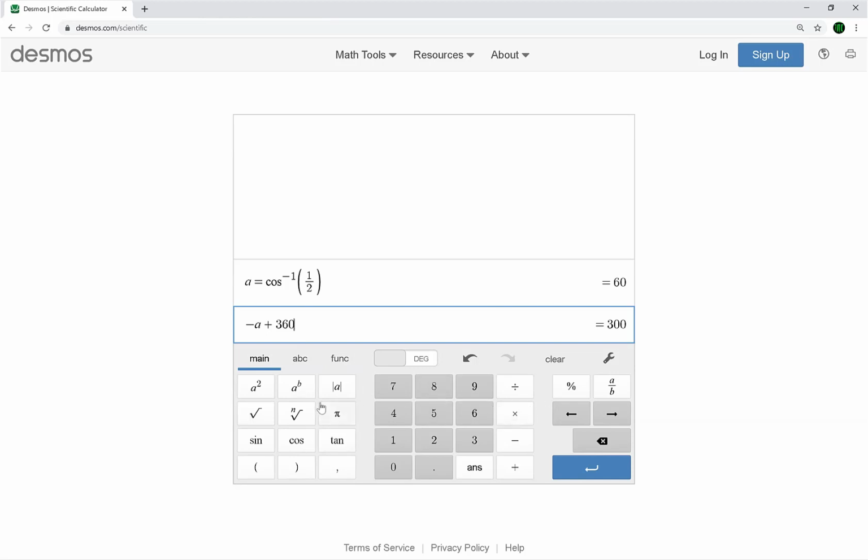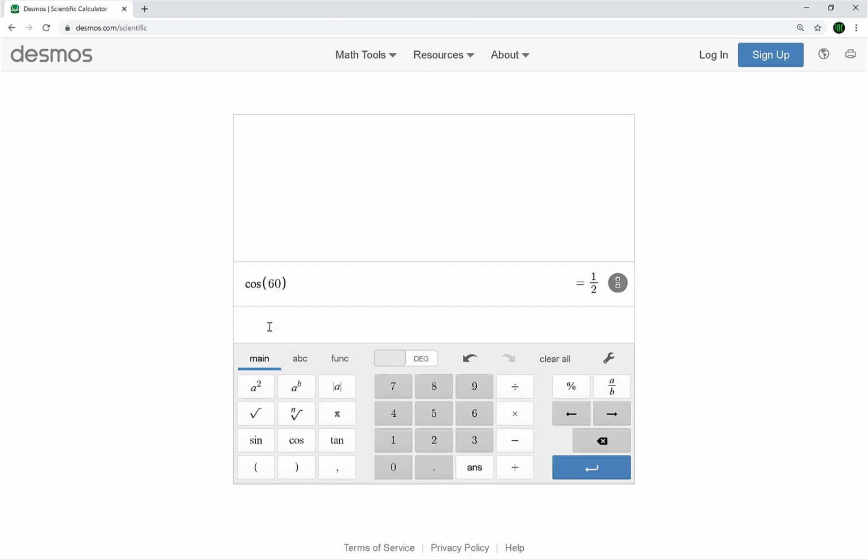Okay, so now I want you guys to see that all these answers that I have will give me a half. I'm going to clear everything, and now I'm just going to write cosine 60, enter. It gives me a half. And I'm going to write cosine 300, which is an answer that I got, and it gives me a half. What's the next answer that I had? Cosine 420, and it gives me a half.